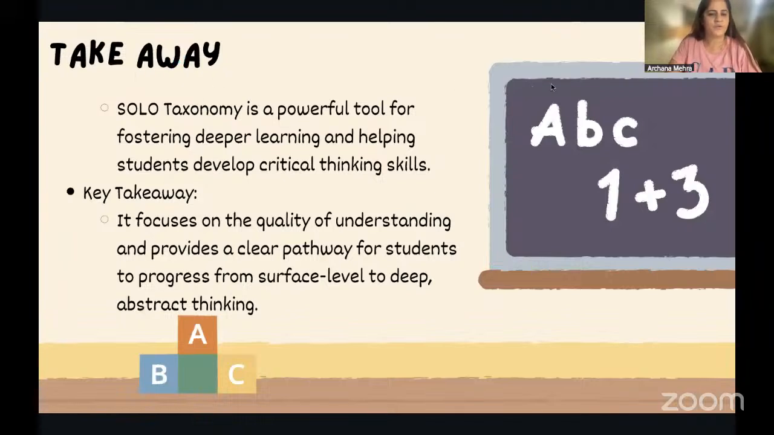So, SOLO taxonomy is a powerful tool for fostering learning and helping students develop critical thinking. It focuses on quality of understanding and provides a clear pathway for students to progress from surface level to abstract. Okay, so it's a level kind of thing. First this, then this, then this, and then this. A ladder.